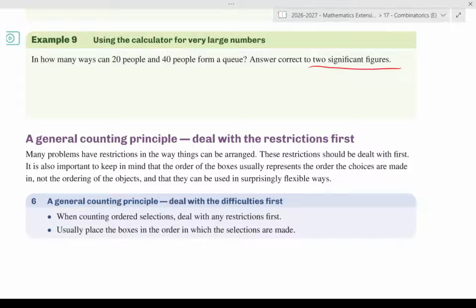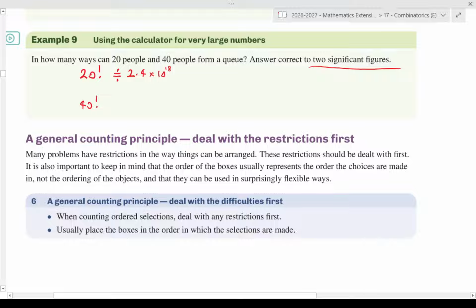So how do we actually arrange 20 people? Well, the first person can go in 20 spots, the second person can go in 19, then 18 and 17. So we're going to end up with 20 factorial. And when we do 40 people, it's going to end up as 40 factorial because it's 40 ways, then 39, then 38, then 37, and it's going to be the multiplication thing. So then you would put it into your calculator. It's going to be approximately equal to 2.4 times 10 to the 18.